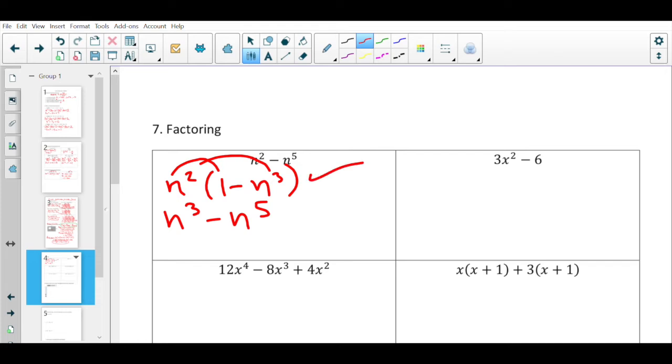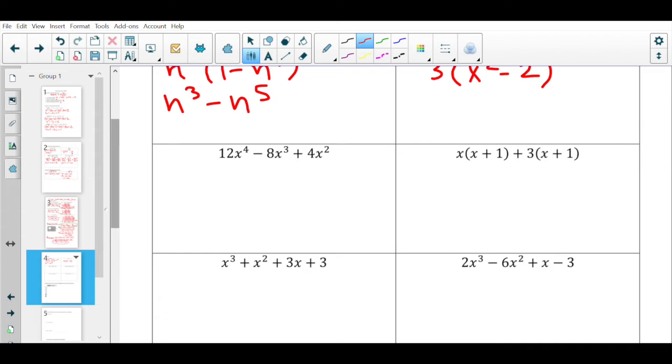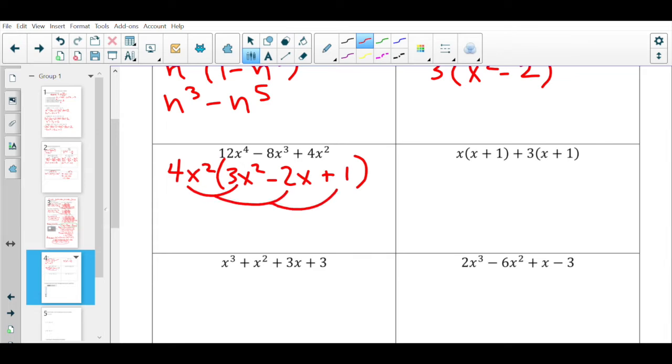Okay. What's the common factor between 3x squared and minus 6? And that would be a 3. So that's 3 times x squared minus 2. Here's a nice trinomial. What's common with the three terms in the trinomial? I would say that's 4x squared. So factoring out, we have 3x squared minus 2x plus 1. You can check it by multiplying it back through, and you should get the original value. Okay, so you can pause and try that on your own just to check it.